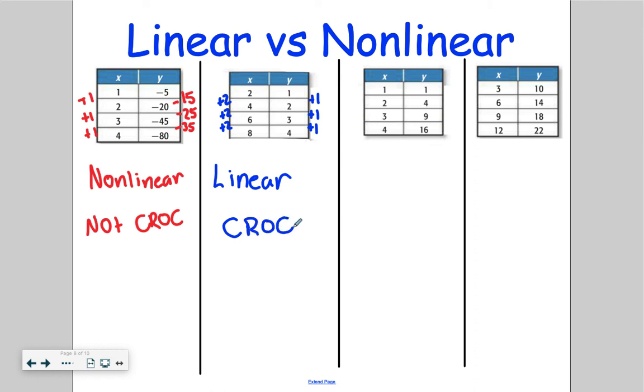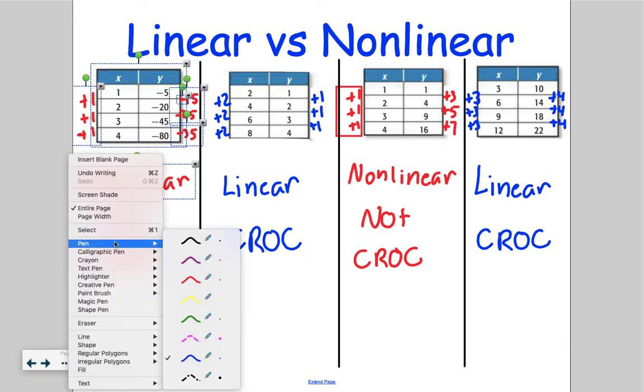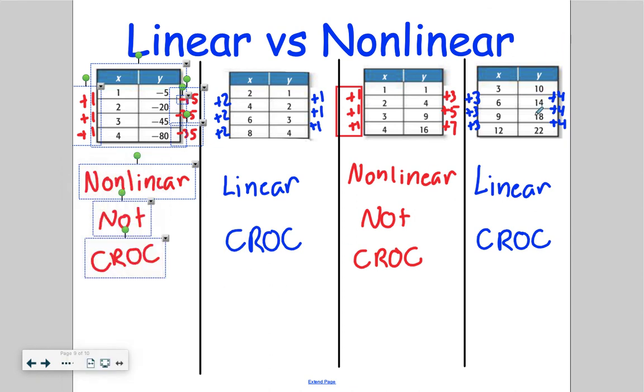Go ahead and decide if the last two are linear or nonlinear on your own. These last two, the first one is nonlinear. We're going up by 1 for the x's and different numbers for the y's, so it's not a constant rate of change. And then for my second one, we are going up by 3 and up by 4, so we do have a constant rate of change.